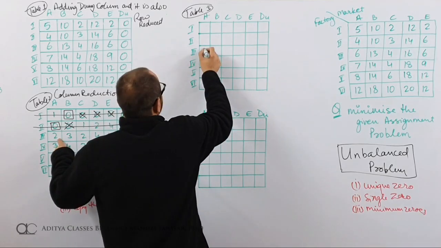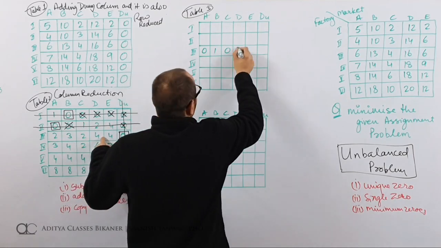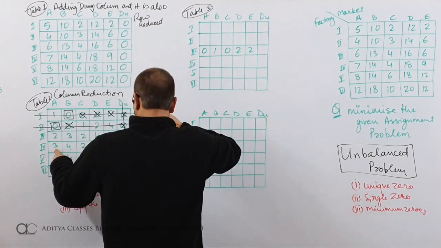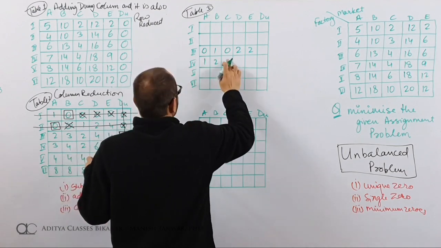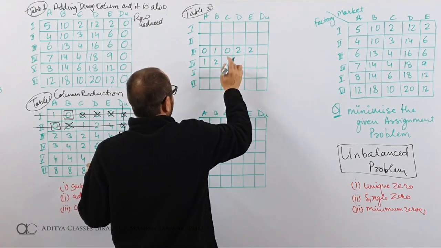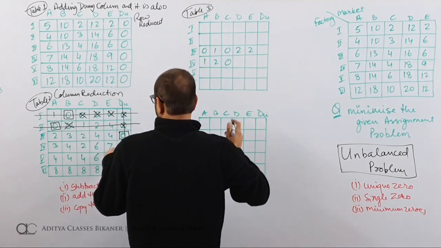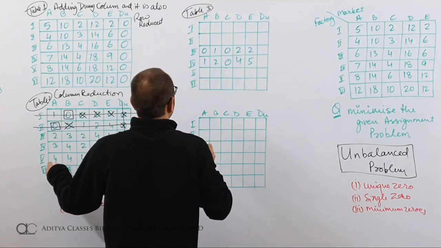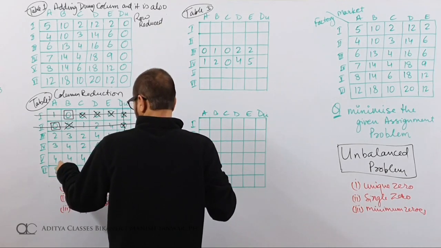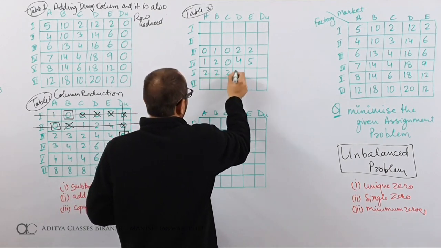It will become 0, 1, 0, 2 and 2. Subtracting here we get 1, 2, 2. Sorry, this is 0. So it will become 1, 2, 0, 1, 2, 0, 4 and 5. Here we will be getting 2, 2, 2, 4 and 8.